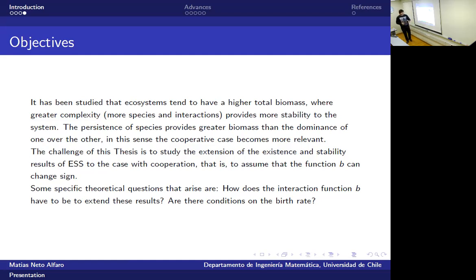That means assume that the function B can change sign. So the infimum of B is no longer positive. It can change sign in the space Y, the space of traits. Some specific theoretical questions that arise are: how does the interaction function B have to be to extend these results? And are there some extra conditions on B?